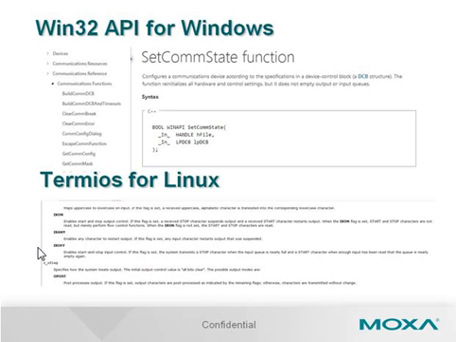Operating system API such as Win32 API for Windows or terminals for Linux are the APIs those operating systems provide. Every device manufacturer can write their own driver or application based on the operating system API rules. With the common rules, all the drivers can be controlled by any application written with the same API.